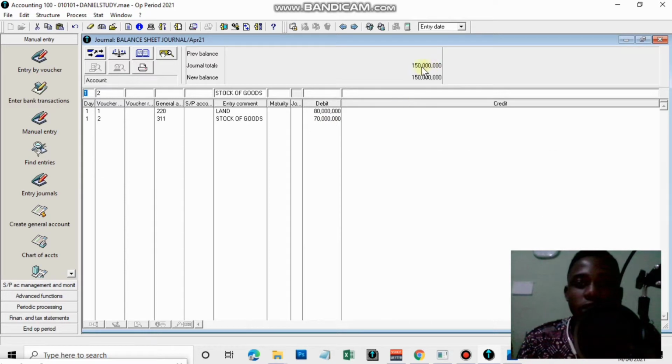See, something has happened here. It has directly summed the two amounts. That means 80 million plus 70 million gave us 150 million. So here is the part for summing everything.